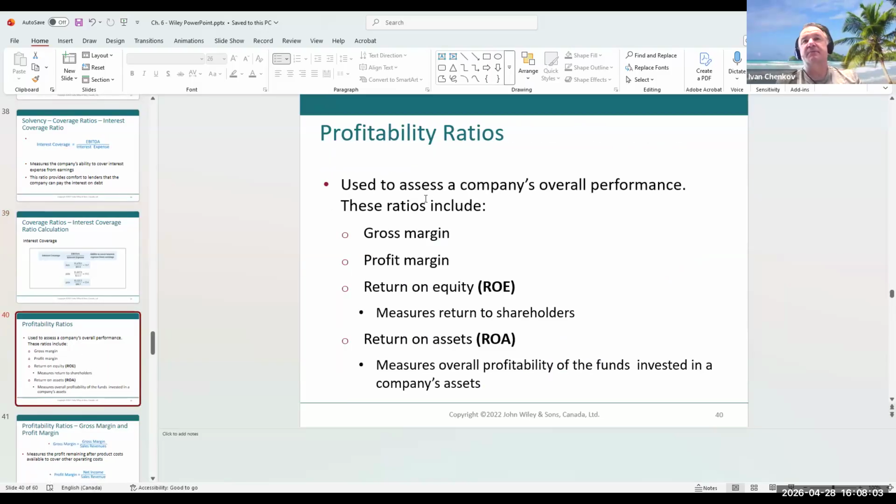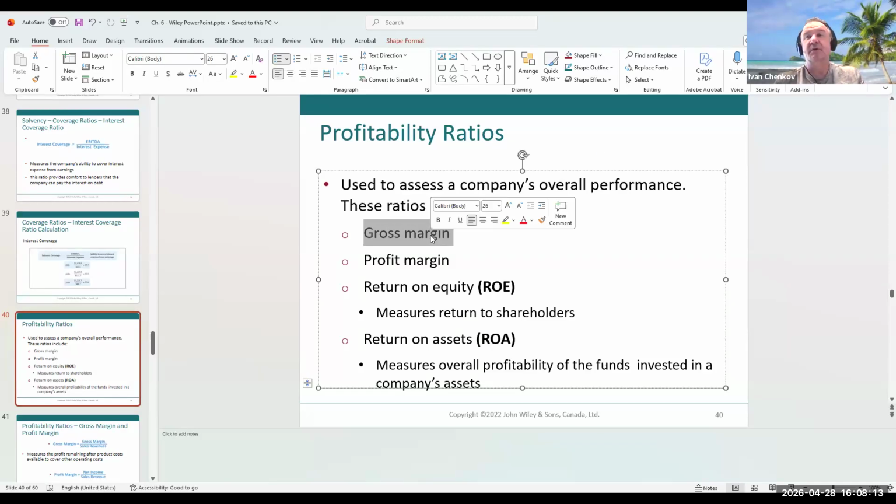Next set of ratios are profitability ratios. Profitability ratios simply tell you how profitable the company is. We have gross margin, as you saw on the income statement. That's the first checkup point: how much we can generate, if we are a manufacturing, merchandising, or even service company, from our direct sales. Then we're going to have profit margin, then return on equity and return on assets.